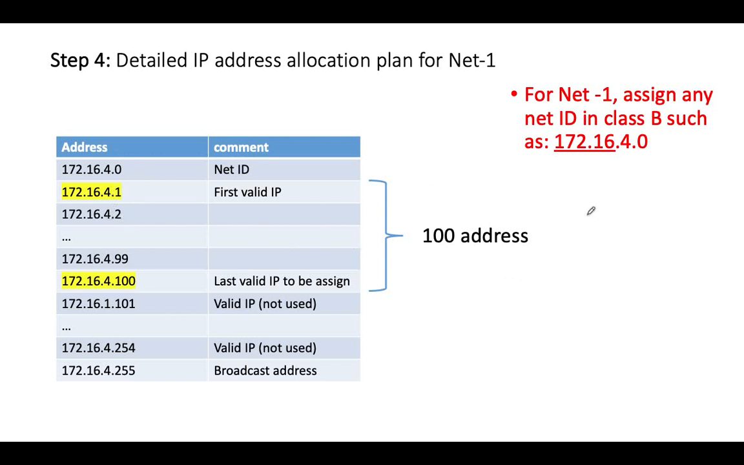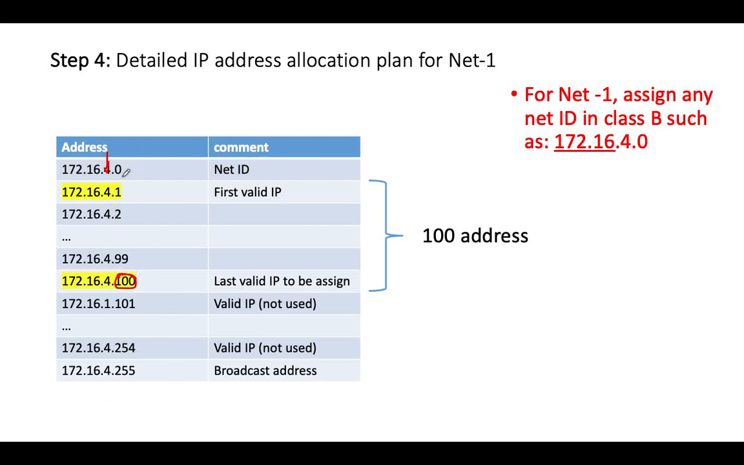That's an easy one. So can I fit 100 within the 4 network? Yes, I can, because this one will give me 256. So I don't need to go to 5, for example, for this network. That's 4.0, 4.1, 4.2 until 4.0 /24.